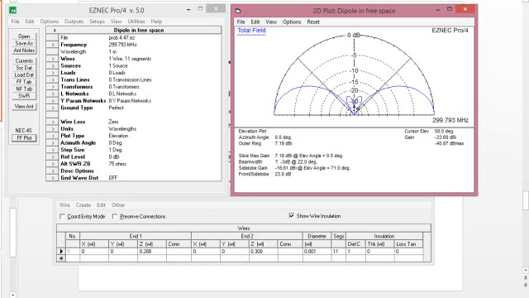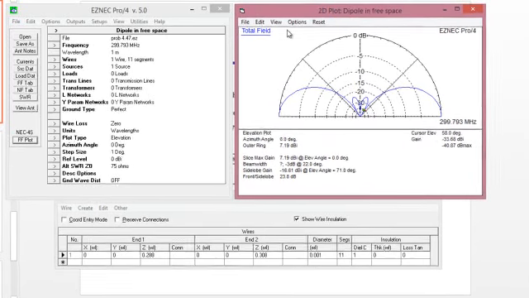Okay, so give it a try, see if you can get the same results, and explore the same thing. You could use the same concept or the same idea for the horizontal dipole over a ground plane.